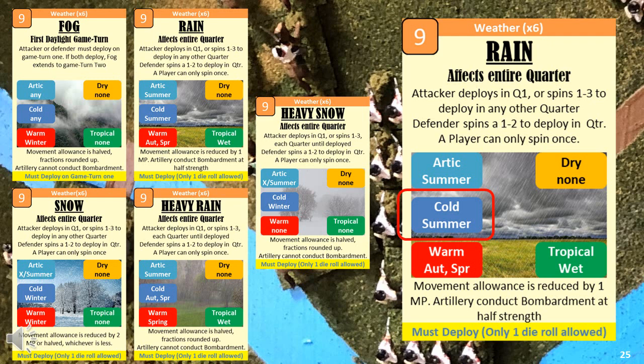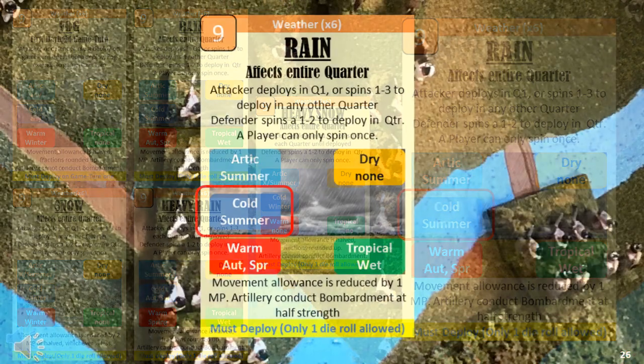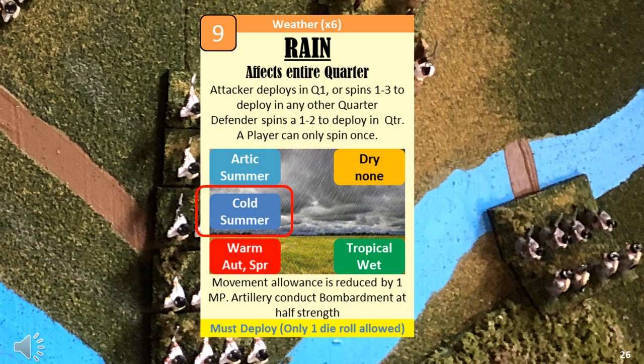In this case, rain can only impact you if the season is summer. The weather event in almost all cases is not certain. If you are an attacker, then this card can be used in Q1, certainly, and only impacts Q1, but in other quarters, the attacker must spin a 1 to 3 in order to use the card. If defender, then rain can only occur in any quarter if a die roll of 1 or 2 is spun.